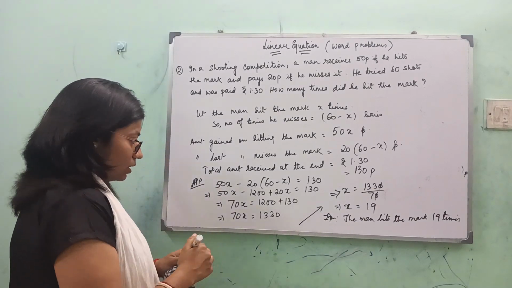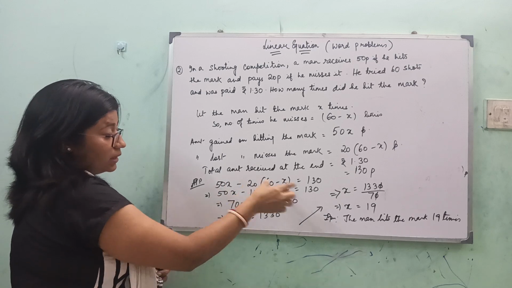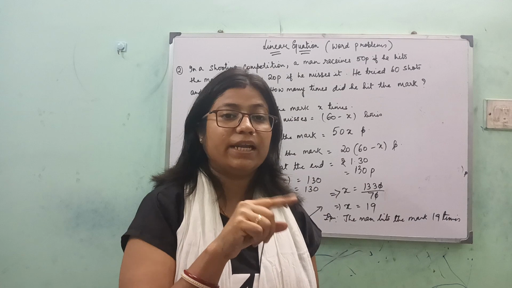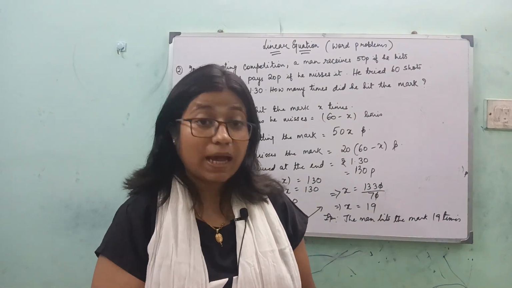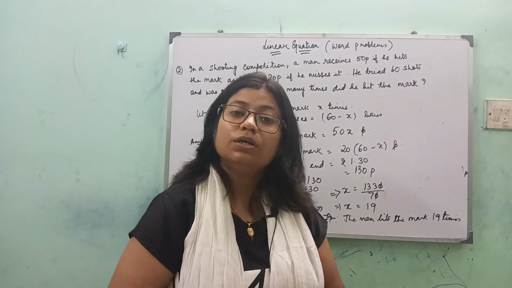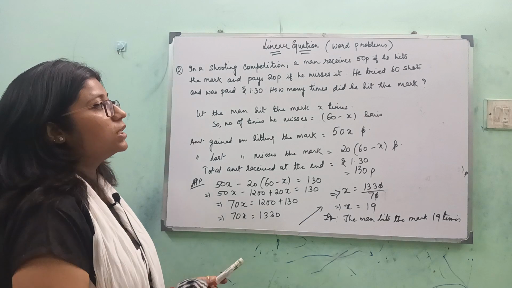Alright, so the twist lies here, that is when you are adding and when you are subtracting. For gaining you are adding, for losing you are subtracting. That is it. And also the units should be the same on either side of the equation. Alright, I hope the sum is clear. Moving on to the third sum now.